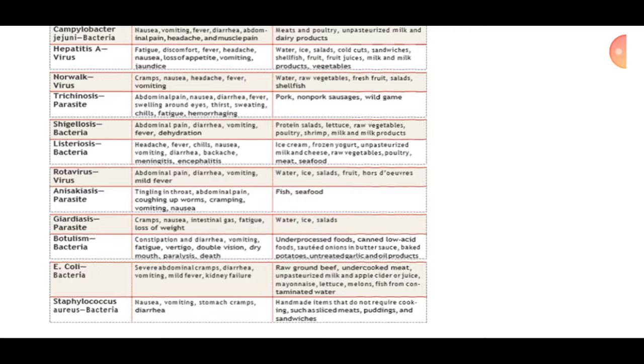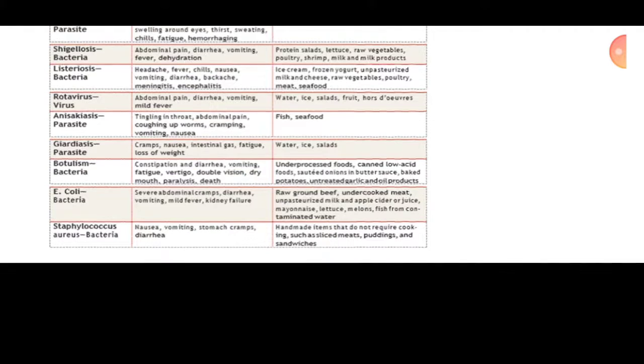E. coli bacteria. The symptoms are severe abdominal cramps, diarrhea, vomiting, mild fever, and kidney failure. Foods involved are raw ground beef, undercooked meat, unpasteurized milk, apple cider or juice, mayonnaise, lettuce, melons, and fish from contaminated water.